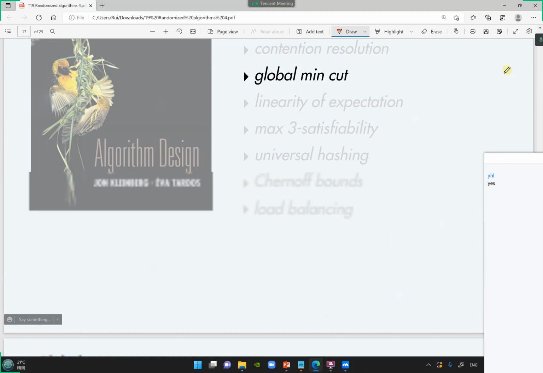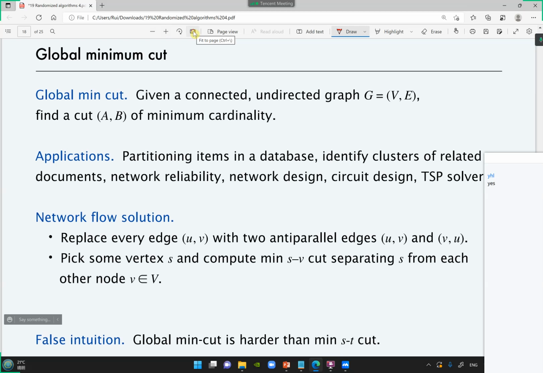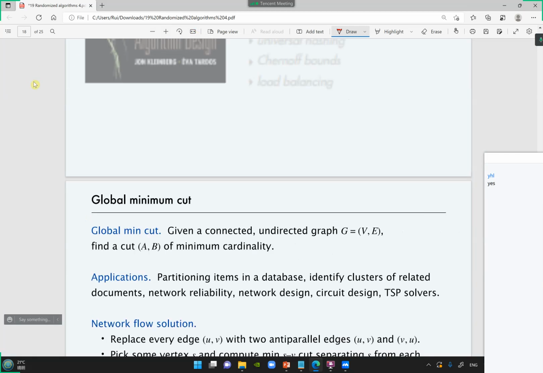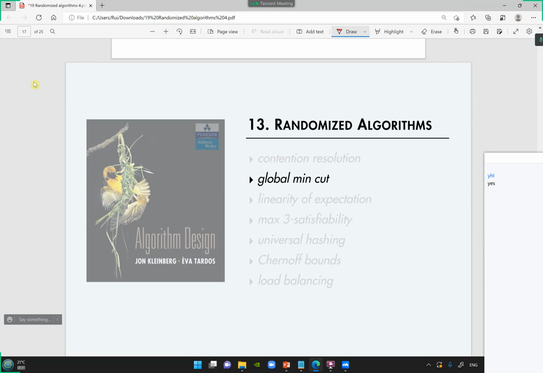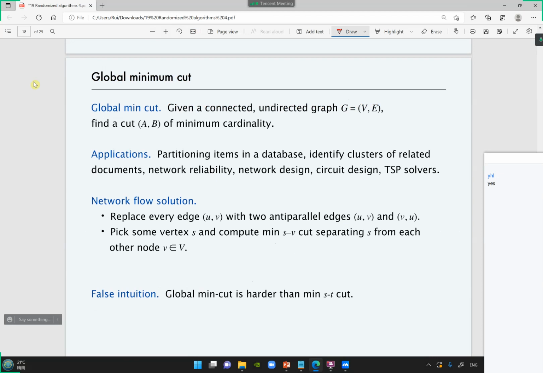So we're going to look at one more graph algorithm over here. This graph algorithm is going to be called global min cut. Let's first define the problem. We're given a connected undirected graph.